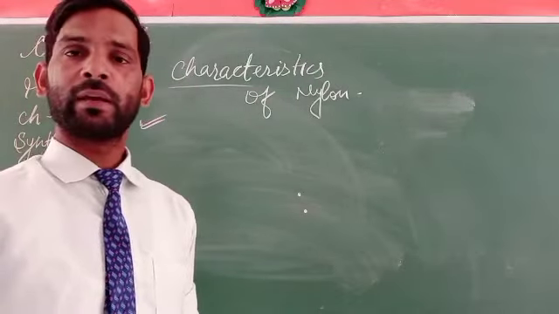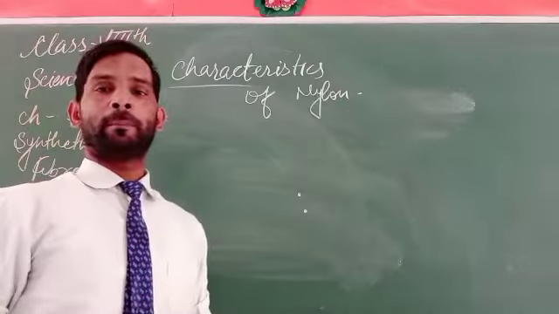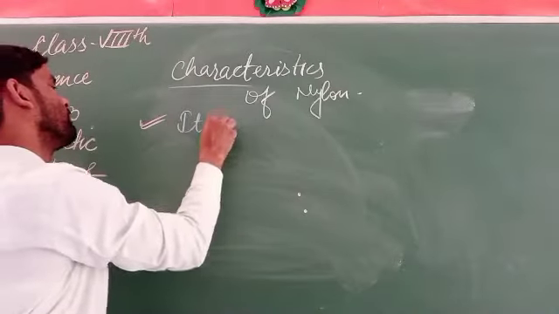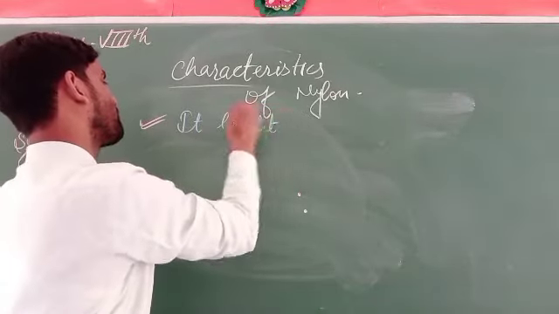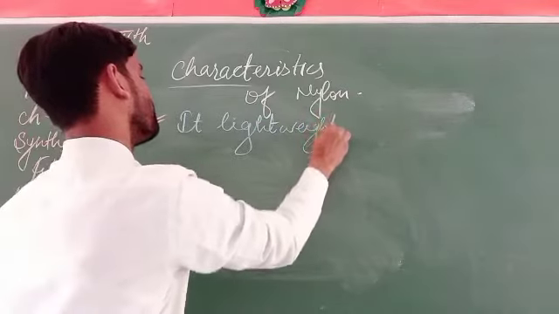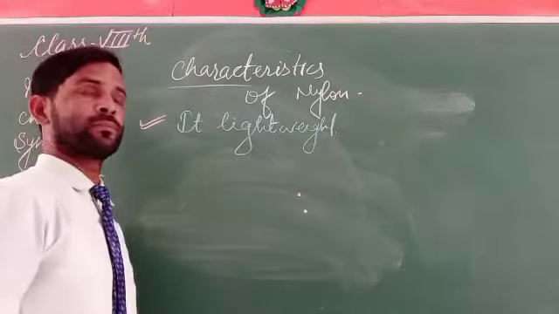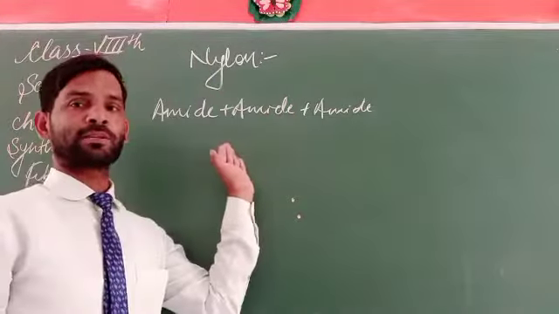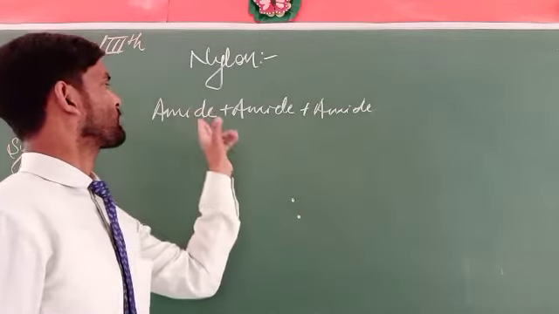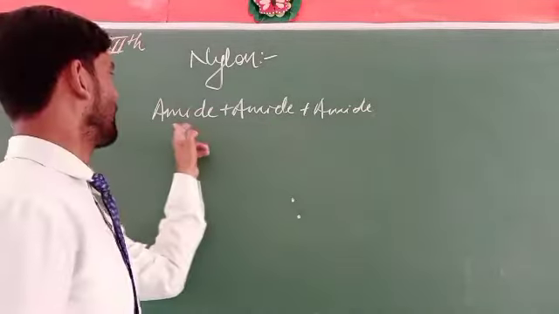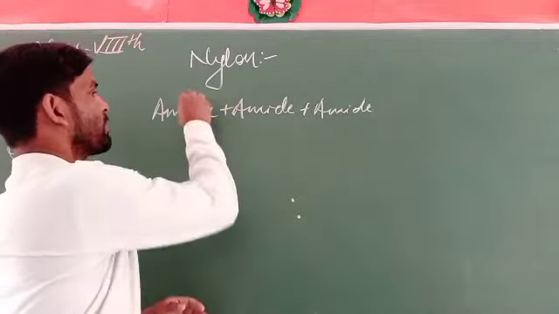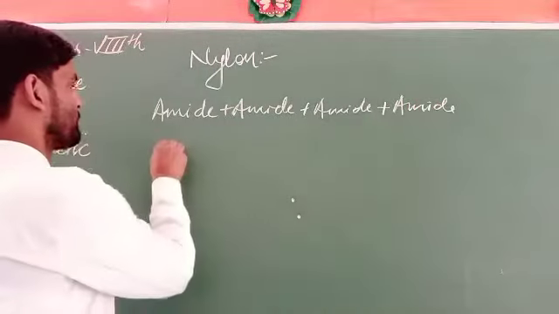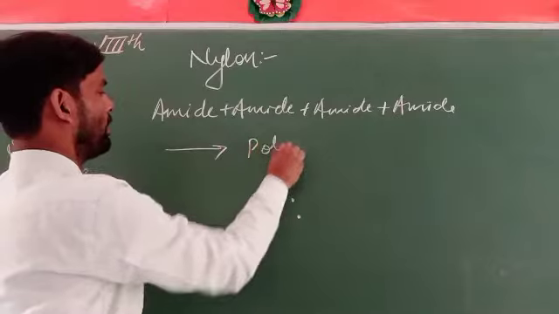The characteristics of nylon: it is lightweight. So the repeated monomers, a chemical substance in the form of monomers, that is amide, are repeated more and more times, like amide, amide, amide, and then this will form polyamide.